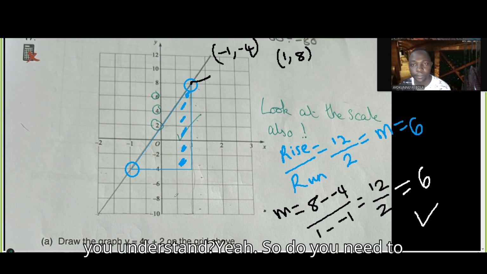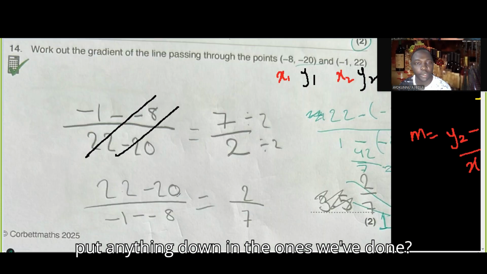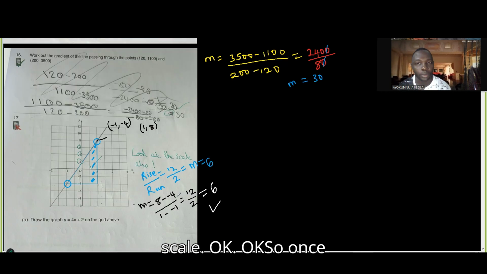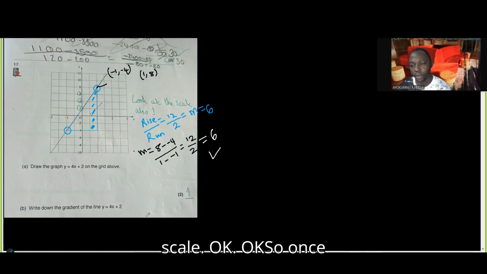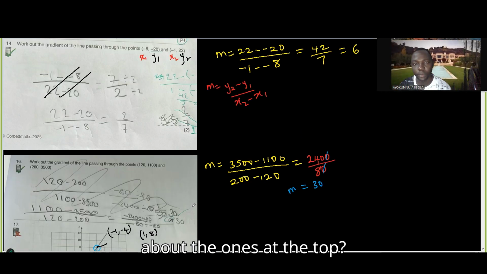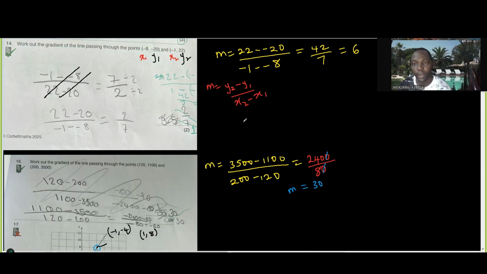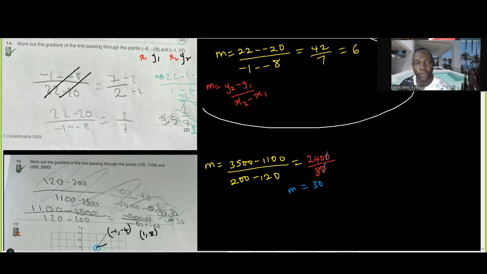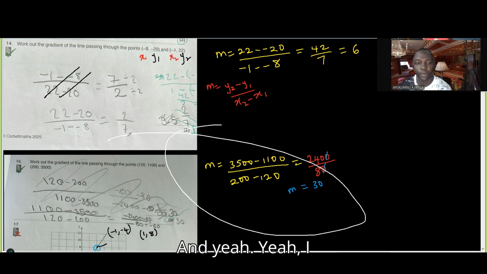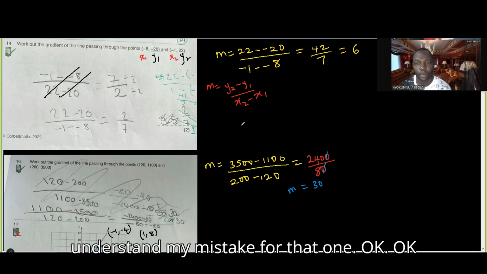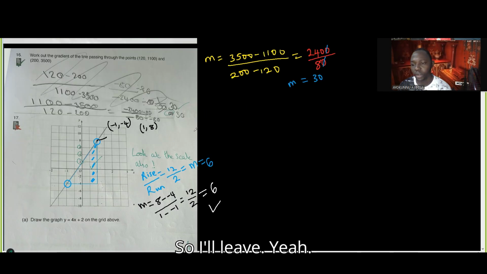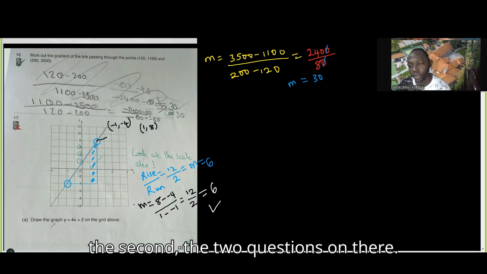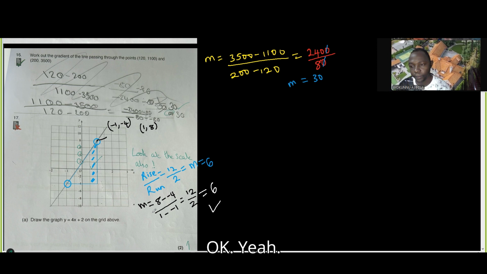Do you understand? Yeah, I see. Do you need to put anything down in the ones we've done? Yes, please. I'm just putting down the scale. Okay. Once you're through, you let me know then. What about the ones at the top? The ones at the top. Yeah, this one and this one. I understand my mistake for that one. Okay. When you're through with this, then we'll work on the two questions on there.